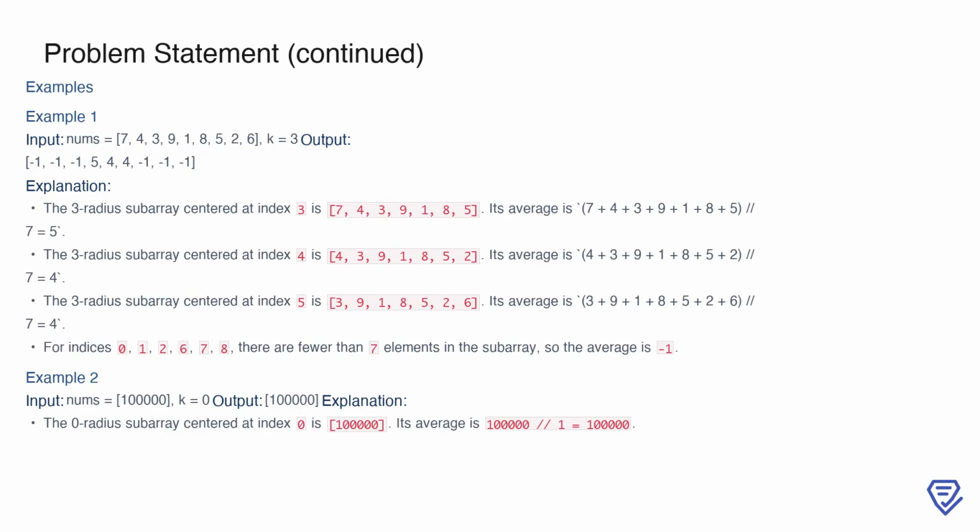In the second example, nums is 100,000, and k is 0. Here, the subarray at index 0 is just 100,000, so the result is 100,000. This shows that when k is 0, the result is simply the value of the element itself.